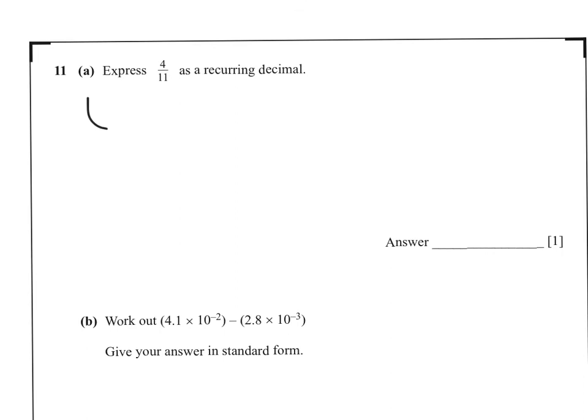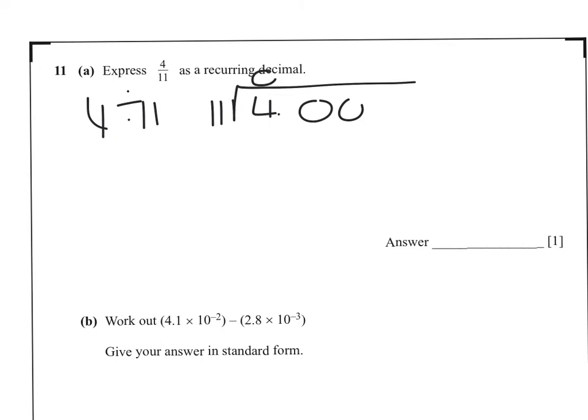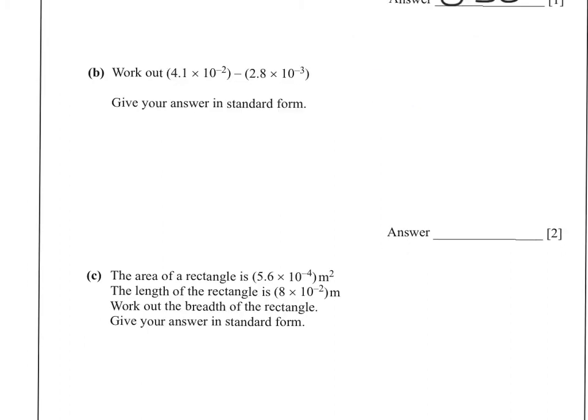4/11 is 4 divided by 11. 11 doesn't go into 4 but goes into 43 times. Remainder 7, it goes into 70 6 times, remainder 4, and the pattern is going to repeat itself. So as a recurring decimal, it's 0.36 recurring.